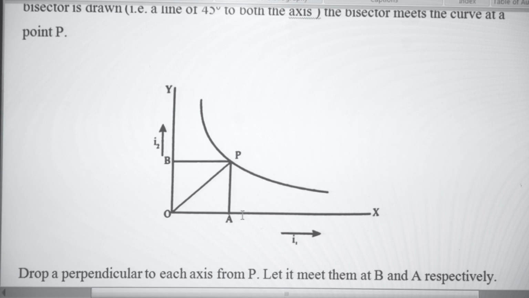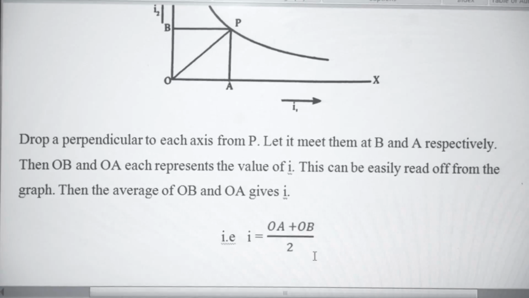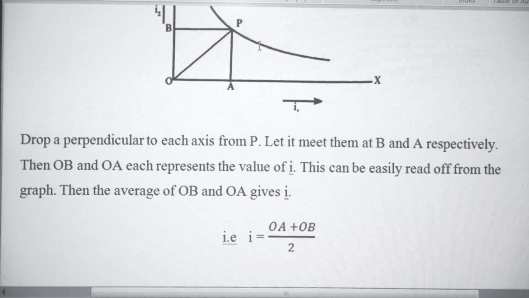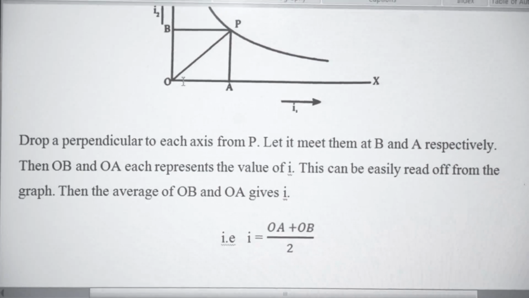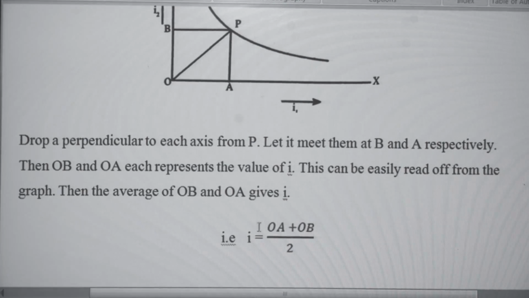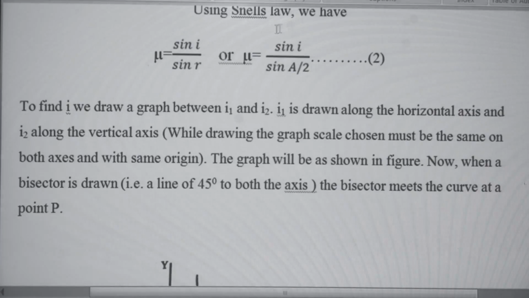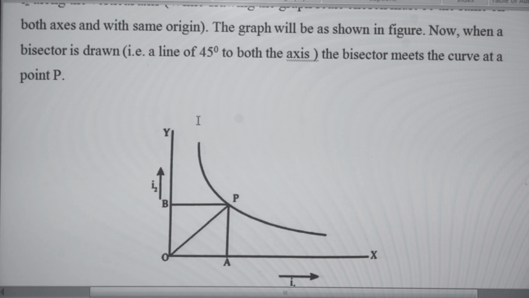Then find the value of OA and OB. Then by the principle, angle I should be equal to OA plus OB by 2. So that is what we are doing in our experiment. We are plotting the graph, and from that graph we are finding the value of OA and OB. Then OA plus OB by 2 gives the value of I. Now using this value of I and the value of R, that is A by 2, we can calculate the value of mu, the refractive index of the material of the prism.